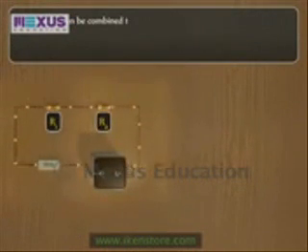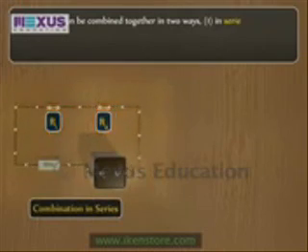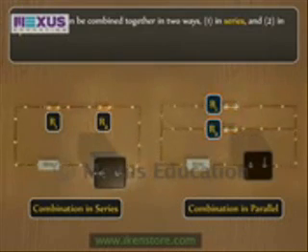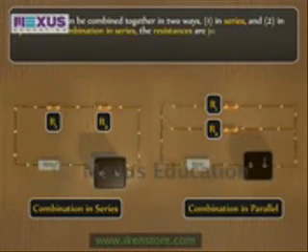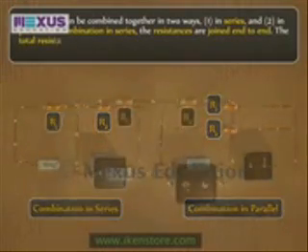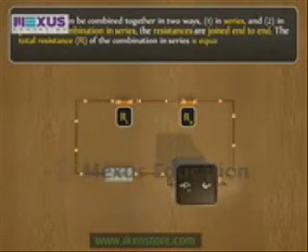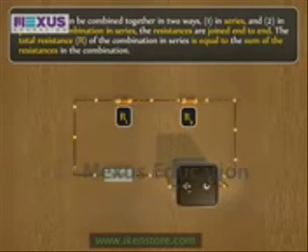Resistances can be combined together in 2 ways: 1. In series and 2. In parallel. First is combination in series, in which the resistances are joined end to end. The total resistance R of the combination in series is equal to the sum of the resistances in the combination.